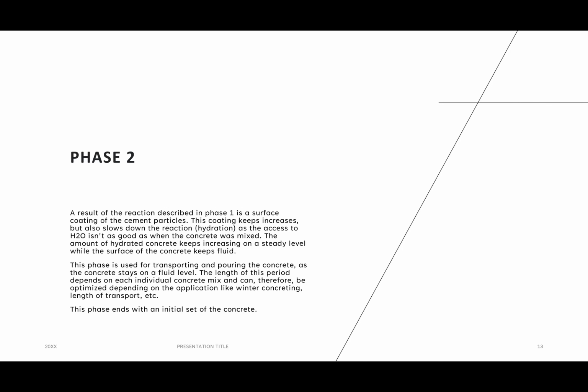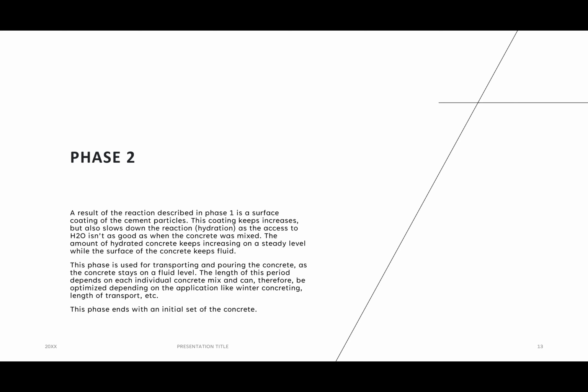So in phase 2, this is the induction period. A result of the reaction described in phase 1 is a surface coating of the cement particles. This coating keeps increasing, but also slows down the reaction, as the access to water isn't as good as when the concrete is mixed. The amount of hydrated cement keeps increasing at a steady level while the surface of the concrete stays fluid.